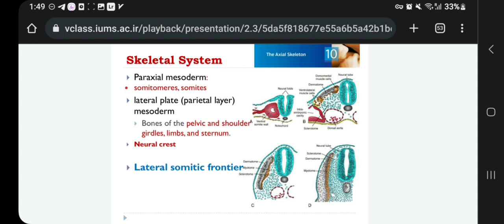So we have three sources for the skeletal system. The first is the paraxial mesoderm, which makes the vertebrae. The second is the lateral plate mesoderm. The parietal layer of the lateral plate mesoderm makes bones for the pelvic and shoulder girdle, limbs, and the sternum.